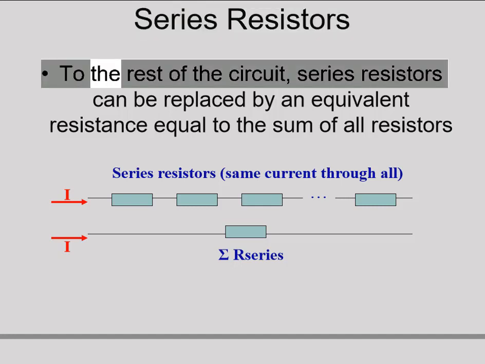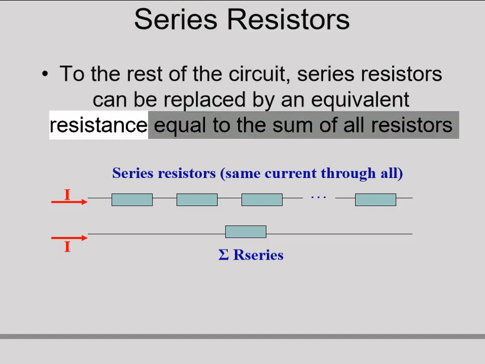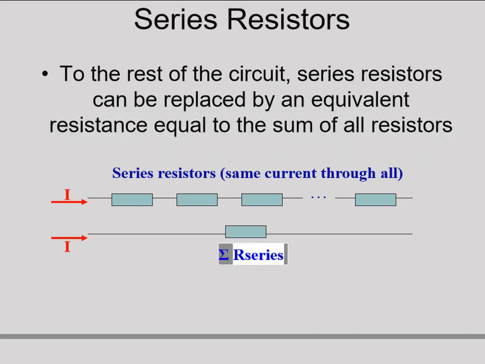Series resistors. To the rest of the circuit, series resistors can be replaced by an equivalent resistance equal to the sum of all resistors. R equals the sum of the series resistors, with the same current through all.